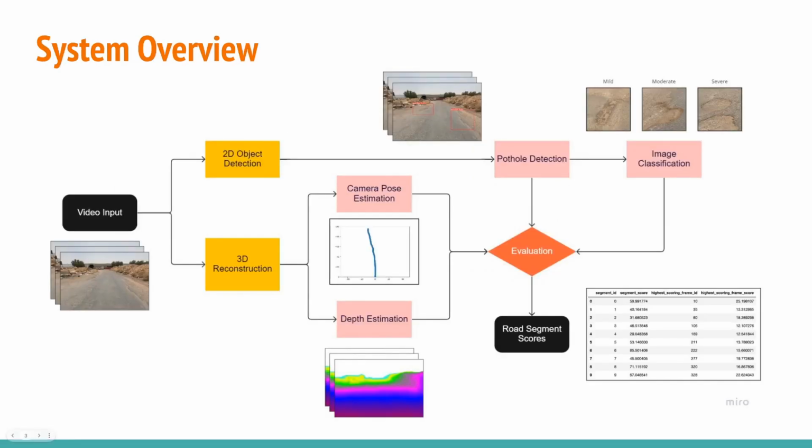And here is an overview of our system. Our system uses a 2D object detection model and a 3D reconstruction model to localize the potholes and predict their sizes. After the pothole detection, a fine-grained image classification model then classifies the severity of detected potholes based on their appearance. Using the predicted appearance score and magnitude information of detected potholes, we can then evaluate the conditions of road segments and determine which potholes should be repaired immediately.